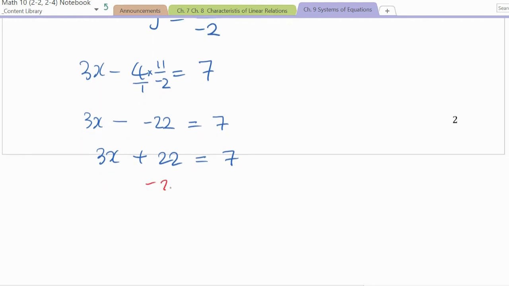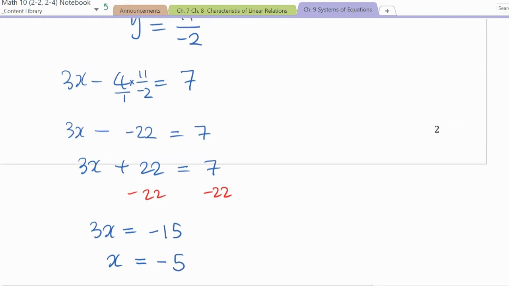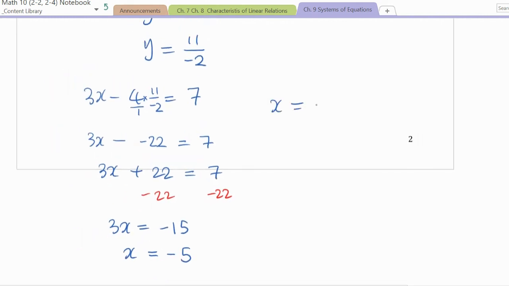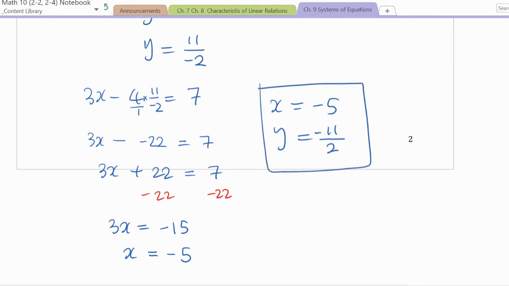Let's subtract 22 from both sides. Then 3x will be 7 minus 22. That is negative 15. Then what is x? Negative 15 divided by 3 is negative 5. So x value will be negative 5 and y value will be negative 11 over 2. So this is the answer.